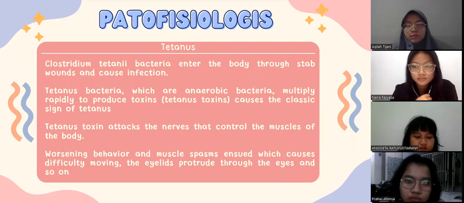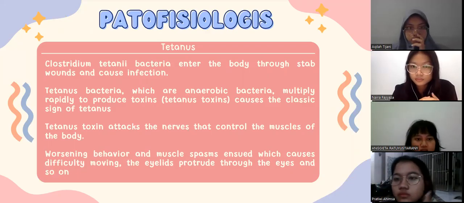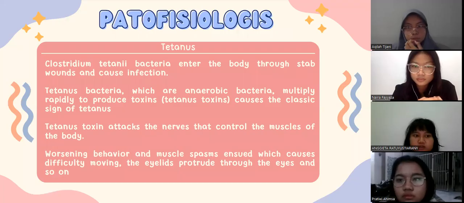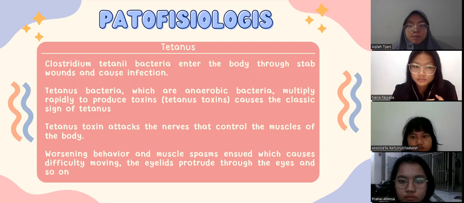Okay. The next explanation: the Clostridium tetani bacteria enter the body through a wound and cause infection. Next, tetanus bacteria, which are anaerobic, multiply rapidly to produce toxin, like tetanus toxin, causing the classic signs of tetanus. Tetanus toxin attacks the nerves that control the muscles of the body, worsening muscle response, which causes difficulty moving the eyelids, the eyes, and so on.